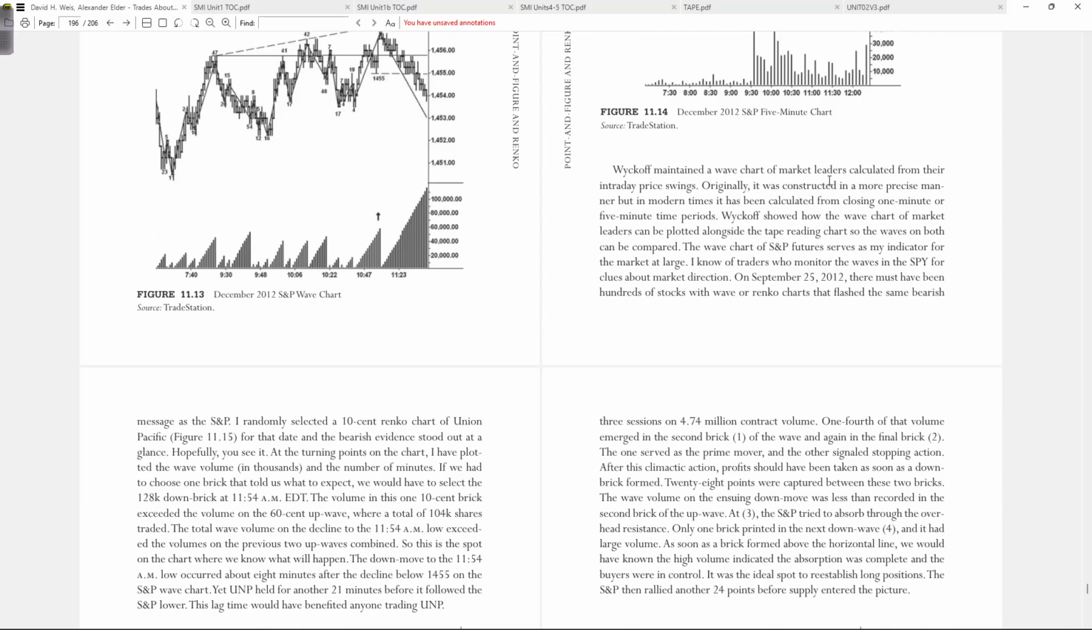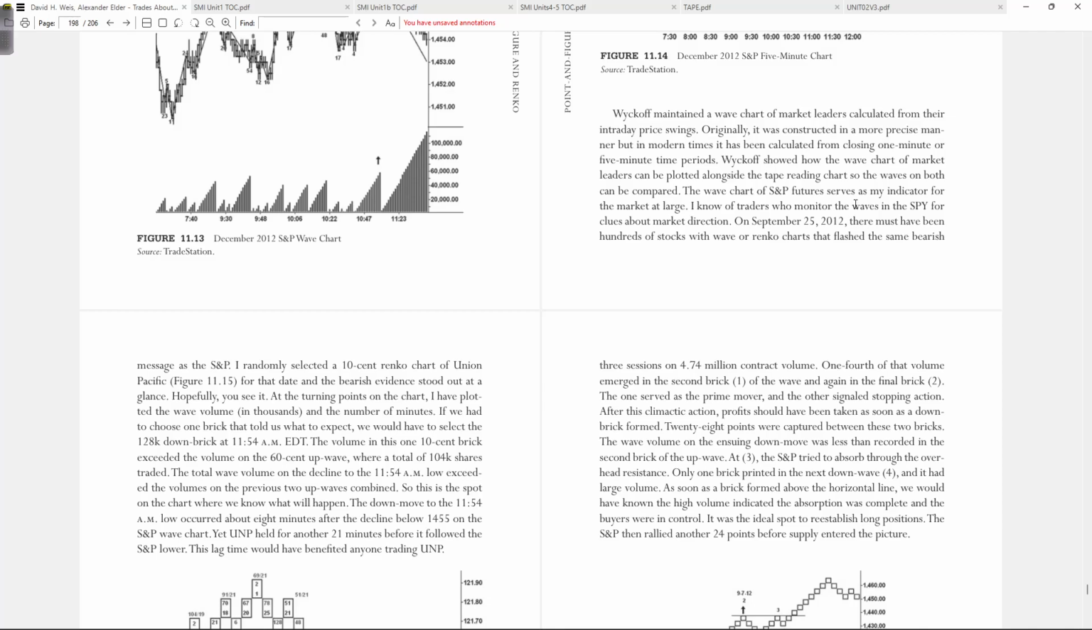Wyckoff maintained a wave chart of market leaders calculated from their intraday price swings. Originally, it was constructed in a more precise manner, but in modern times it has been calculated from closing 1-minute or 5-minute time periods. Wyckoff showed how the wave chart of market leaders can be plotted alongside the tape reading chart so the waves on both can be compared. The wave chart of S&P futures serves as my indicator for the market at large.